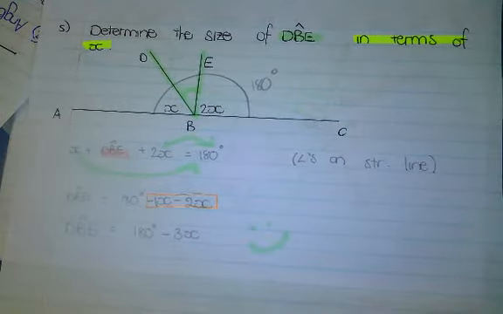Okay, and that's it for this lesson. Next week we're going to look at the slightly trickier types of questions. Okay, we're going to look at the other theorems. I think we're going to do vertically opposite angles, some triangles, and some parallel lines.